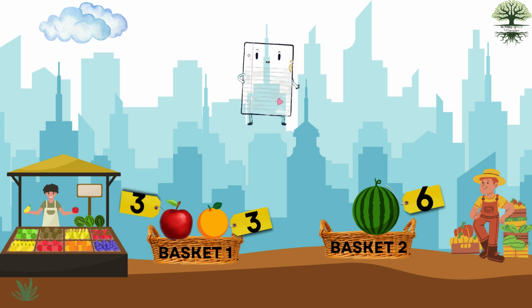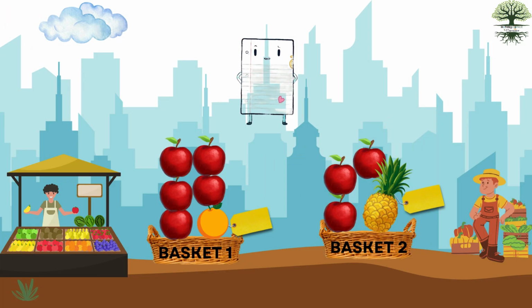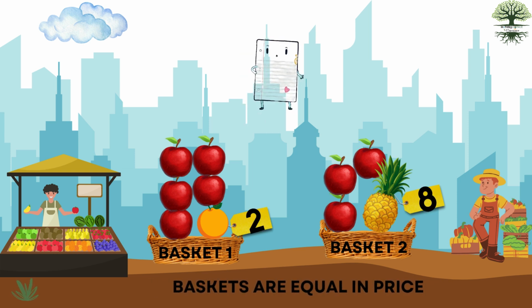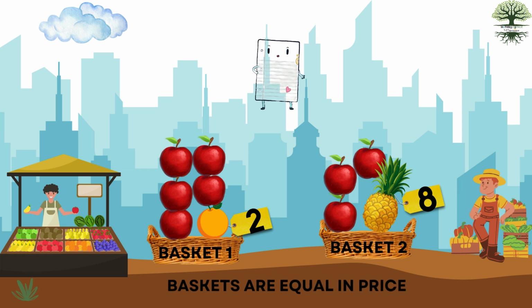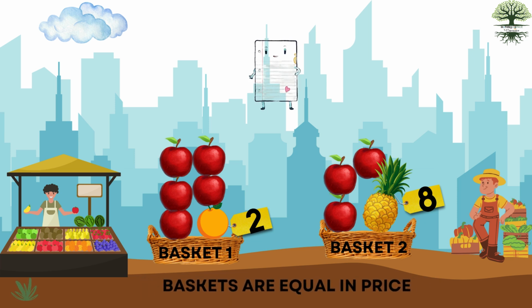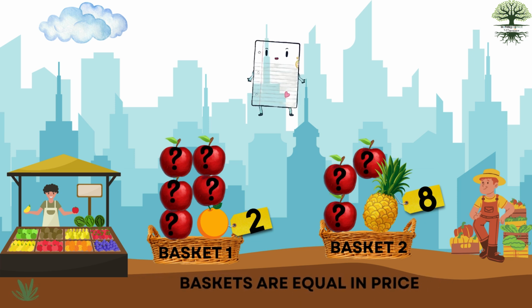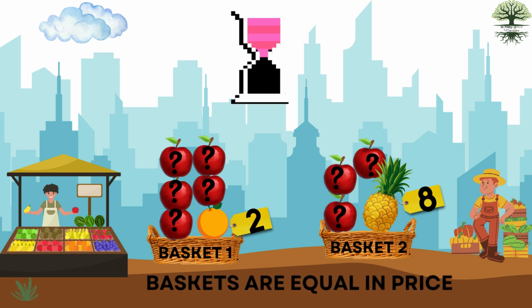Let's dive into another exciting puzzle. Here's the setup. In basket 1, we have 5 apples and 1 orange. In basket 2, we have 3 apples and 1 pineapple. We already know 1 orange costs 2 units and 1 pineapple costs 8 units. Both baskets cost the same total price. But we don't know the price of 1 apple yet. Take your time and try to figure it out on your own.